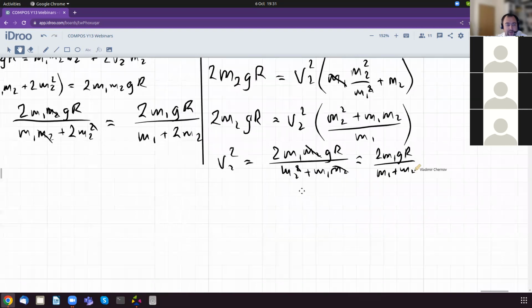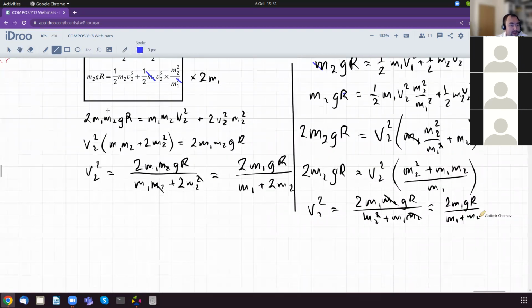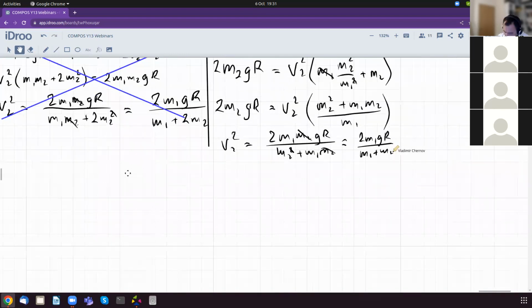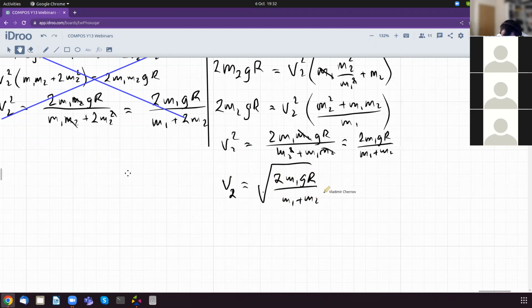Okay, I'll have a look where I made a mistake. So just cross this out. Okay, so we got V1. V2 is the square root of 2 m1 g r divided by m1 plus m2. And V1, we already know, is m2 divided by m1 multiplied by V2.